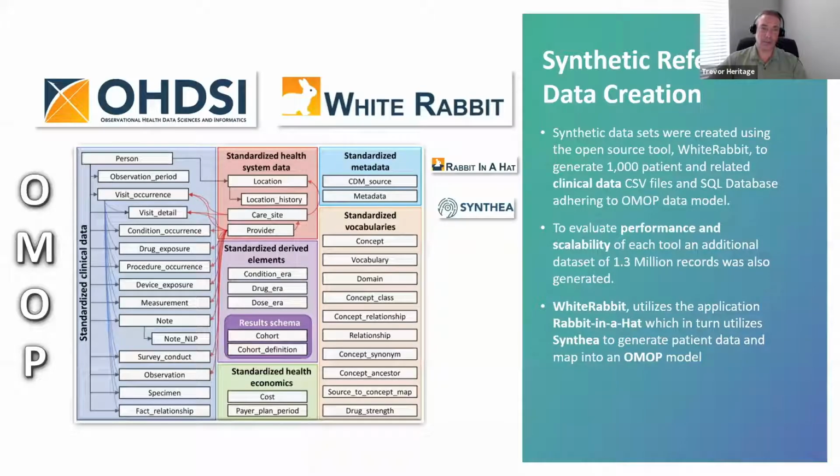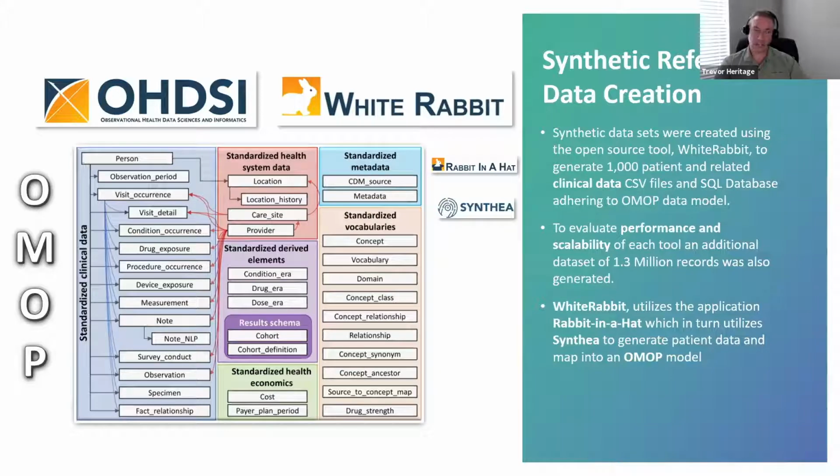So having said that we use synthetic data, it would be remiss not to describe a little bit how we approach the synthetic data creation. So what we did is we created synthetic data sets of 1,000 patient clinical data files, as well as a large data set of 1.3 million patient files. The latter obviously to assess the performance and scalability of the tools, and the former really to assess the capability in detail of those tools.